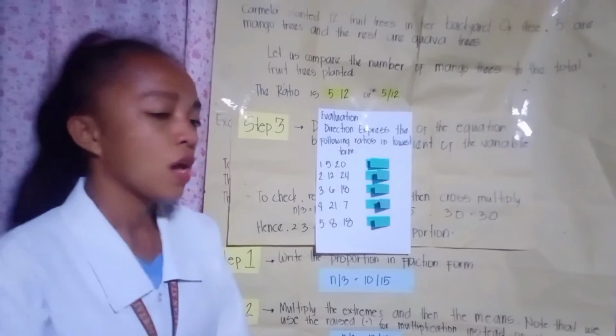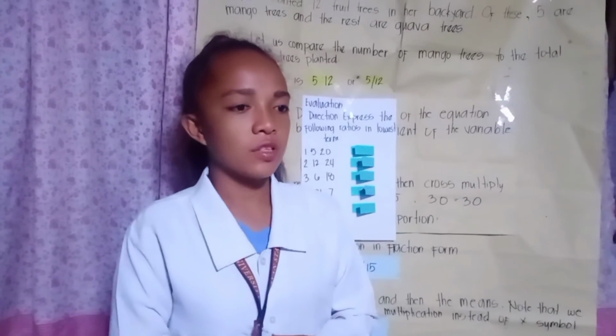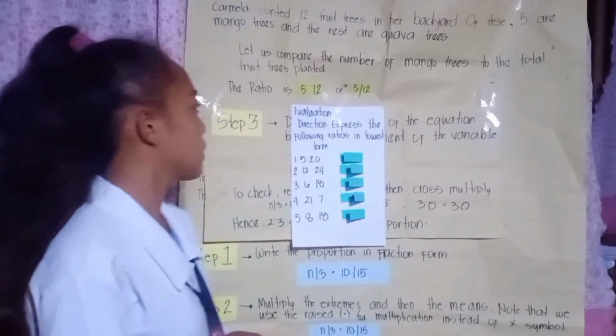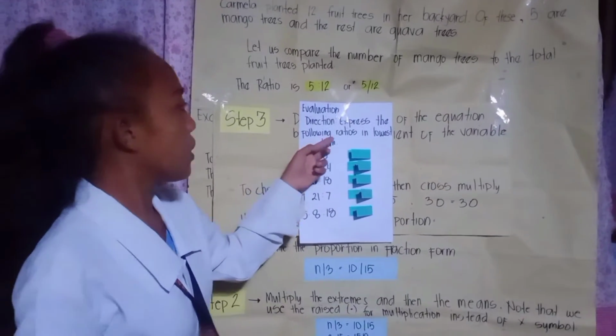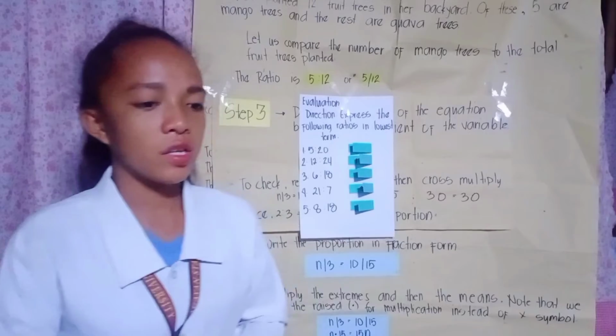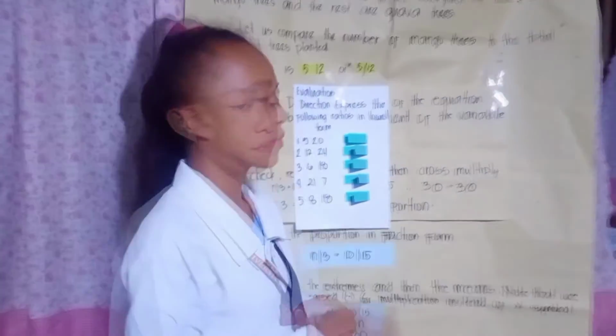Okay, class, I hope you learned from our lesson. Before we end our discussion, let's have some short activity first. Express the following ratios in lowest term. Answer this on your paper in 5 minutes. Okay?